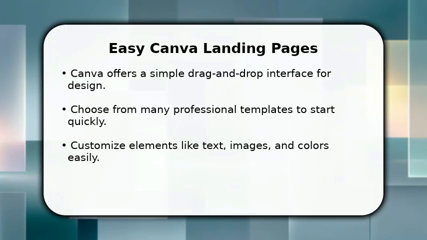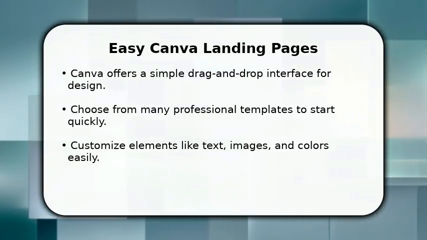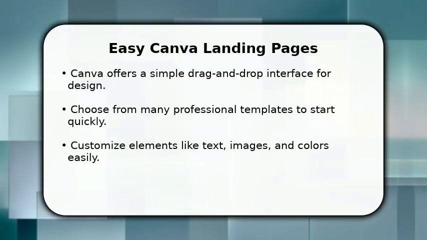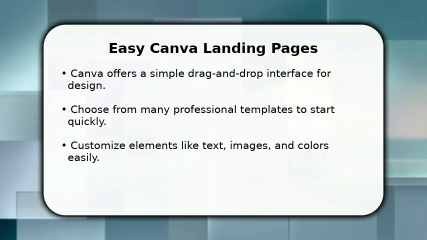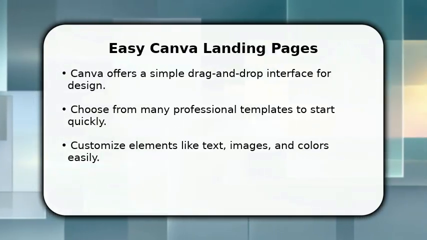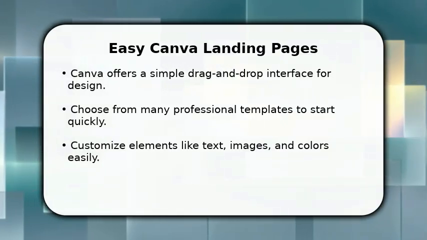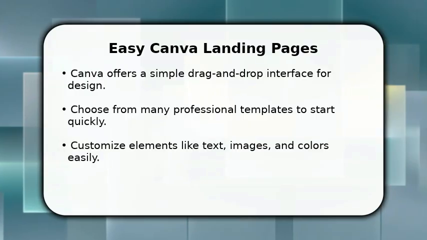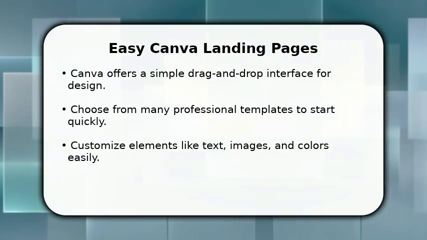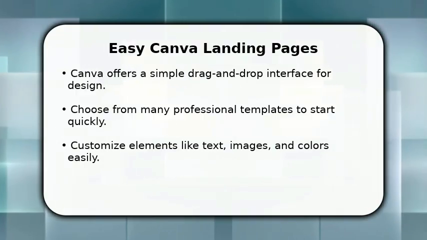In this video, I will explain how to make a landing page with Canva. First, open Canva and select Landing Page from the Design options. Browse the extensive template library to find a layout that suits your project. Remember, a good template provides a strong foundation for your content. You can easily drag and drop elements, making design accessible for everyone. This method simplifies the entire creation process.